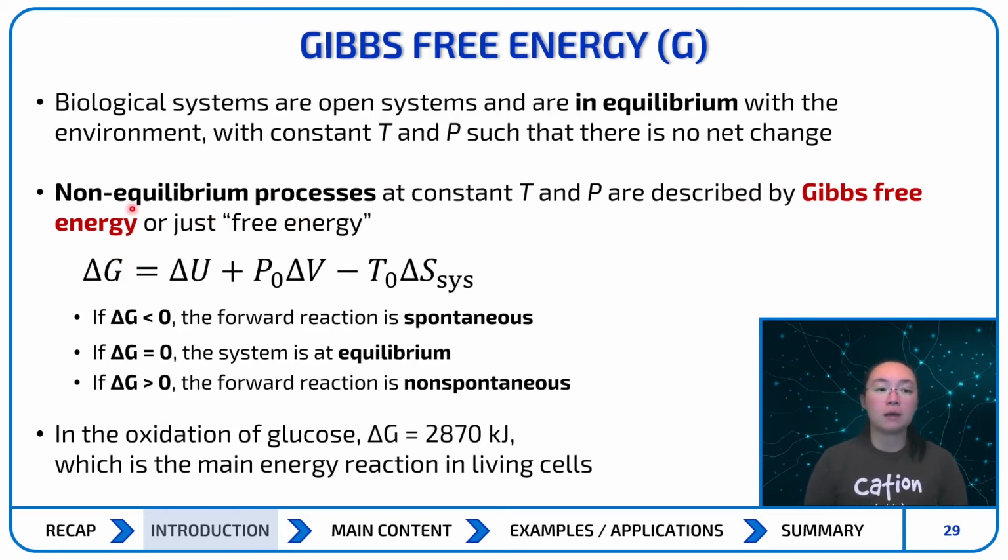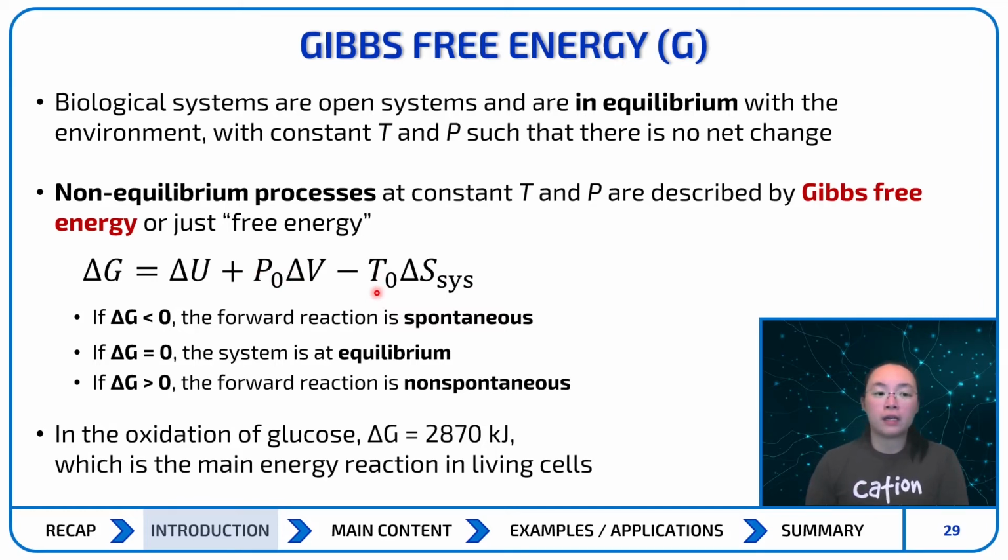Basically, it means we know we have a non-equilibrium process, but there has to be some sort of measurement of the amount of energy within that system. So we're going to use that equation that we had before from the thermodynamic potentials slide. Delta G is equal to delta U plus P naught delta V minus T naught delta S system. So the naught just means the starting pressure or temperature.